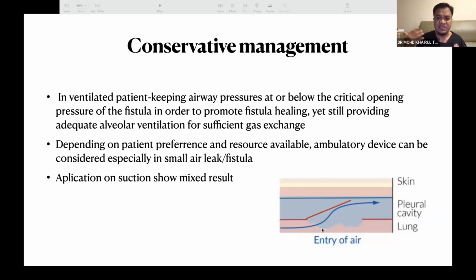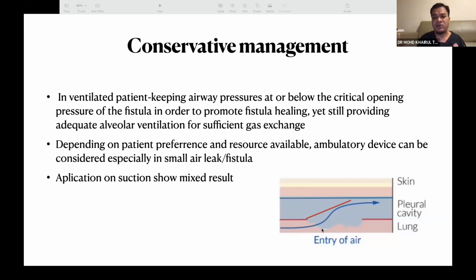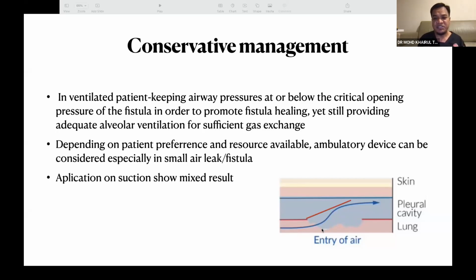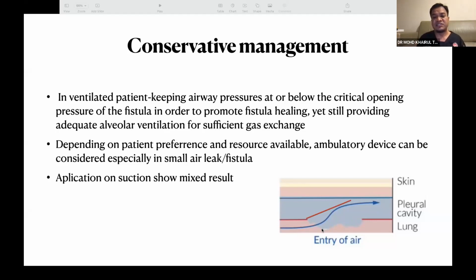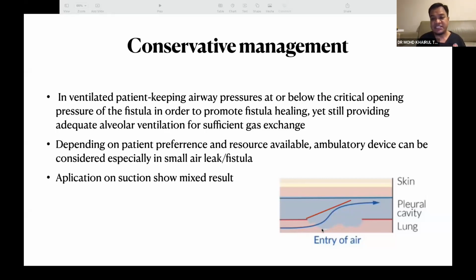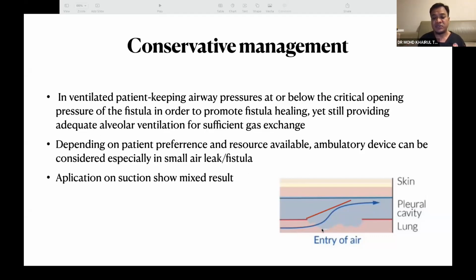If the patient really prefers ambulatory care, we can offer a Heimlich or pneumostat valve. You need to ensure the air leak is not a high volume air leak. So you test the patient as an inpatient for a few days, and if the patient can tolerate the pneumostat or Heimlich valve, you may discharge the patient and review every 2 weeks to see whether the fistula heals and the pneumothorax resolves.